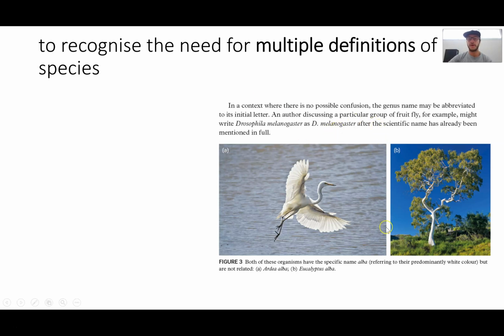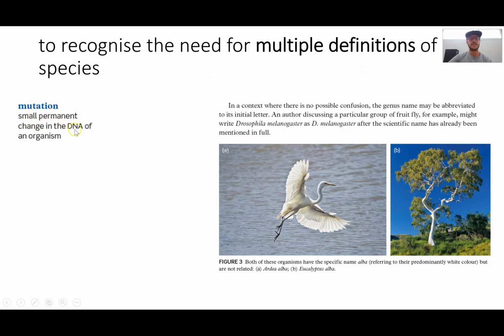This is a minor point, but I'll talk on it for a moment anyway. The scientific naming binomial nomenclature system can be a bit confusing, even though it's great universally. So this example of a white egret and a white eucalyptus tree. The white part of this name is expressed in the word alba. Both have the word alba in their species name. However, the genus part of the name does vary. Ardea alba, Eucalyptus alba.